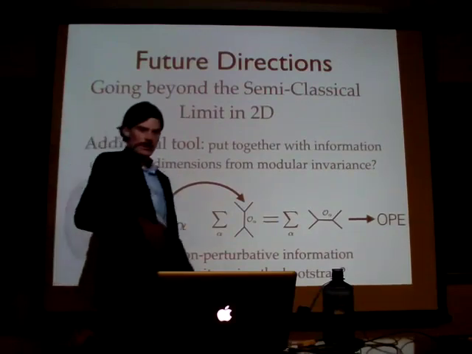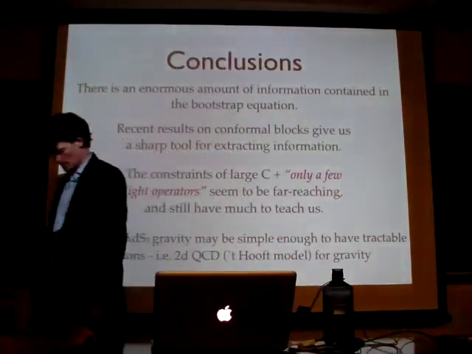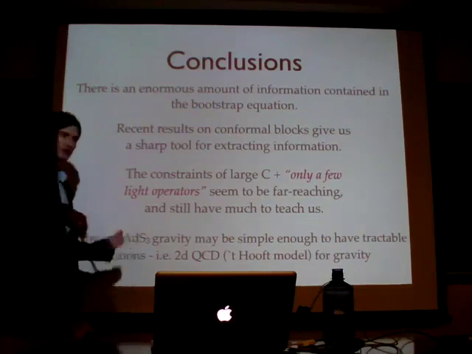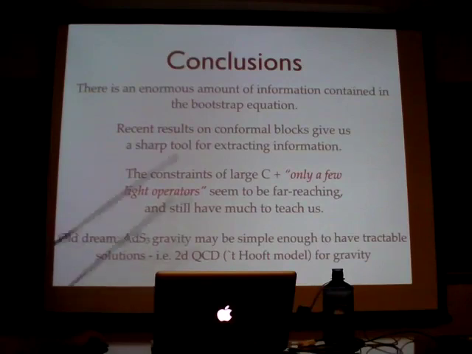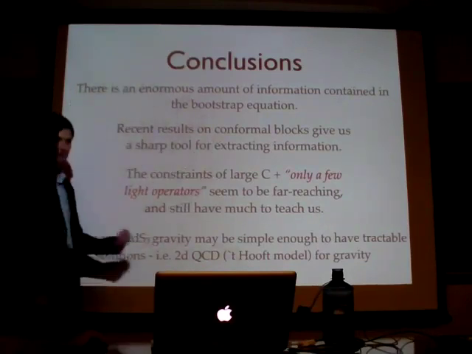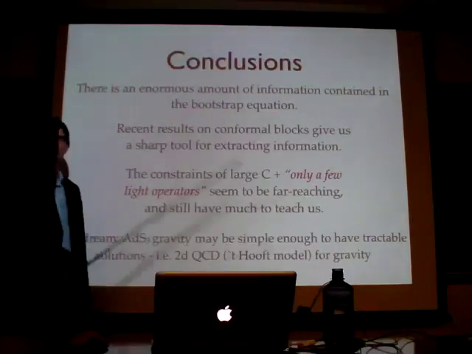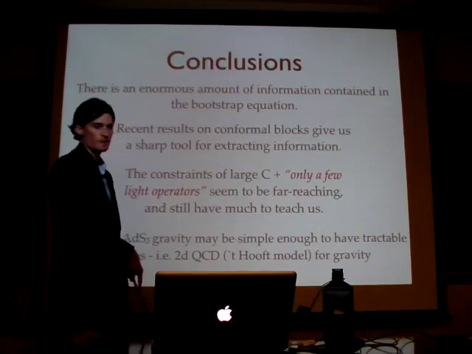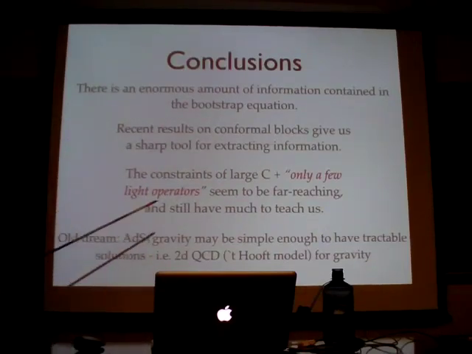All right. So let me wrap up. So in summary, I think there's an enormous amount of information contained in the bootstrap equation. Showing you how to extract some of this. I think there's much more to be learned. A lot of this extraction relies on results on conformal blocks. In computation of them, I've shown you how to get some of these results on computations of conformal blocks. Talked a lot about the constraints of large central charge, which are very interesting.